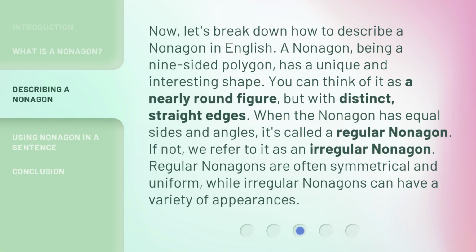Now, let's break down how to describe a Nonagon in English. A Nonagon, being a 9-sided polygon, has a unique and interesting shape. You can think of it as a nearly round figure, but with distinct, straight edges. When the Nonagon has equal sides and angles, it's called a regular Nonagon. If not, we refer to it as an irregular Nonagon. Regular Nonagons are often symmetrical and uniform, while irregular Nonagons can have a variety of appearances.